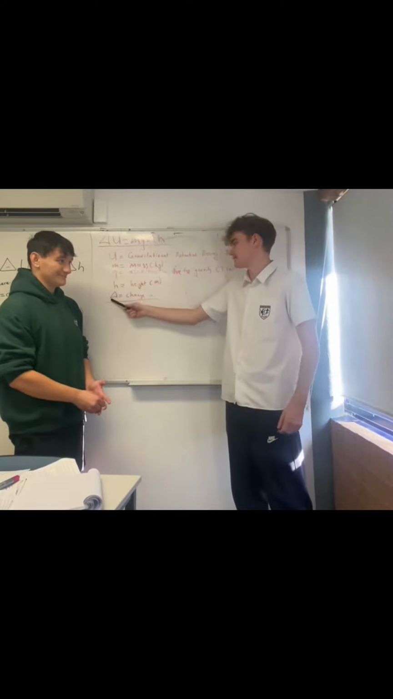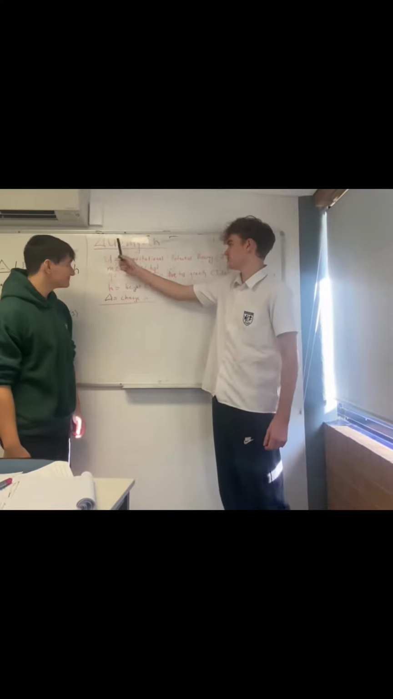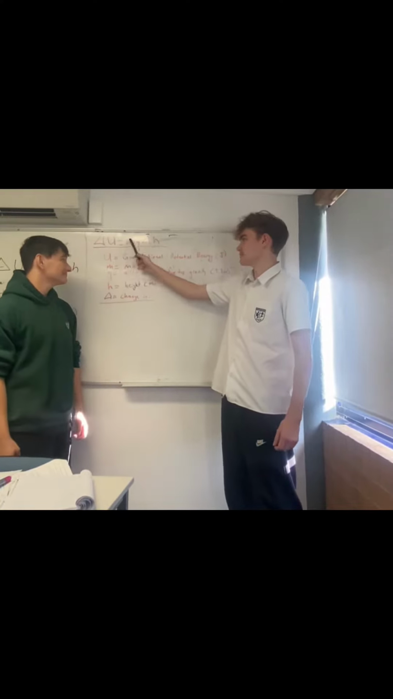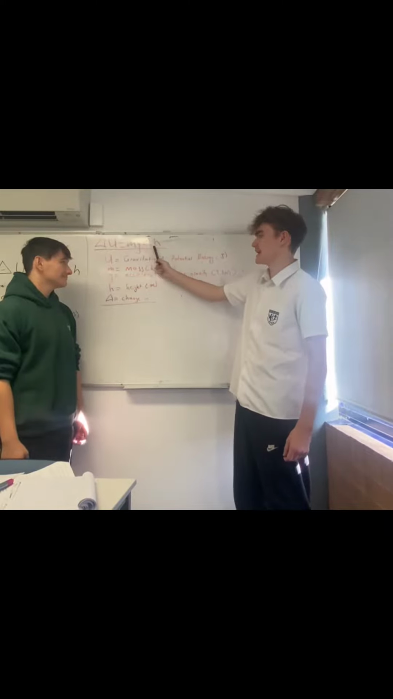Now, gathered by delta, which refers to the change in, we can now say that the change in gravitational potential energy equals mass times 9.8 meters per second squared times the change in height.